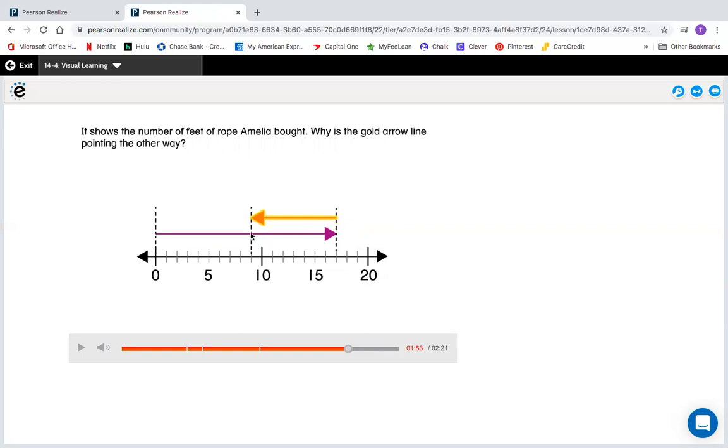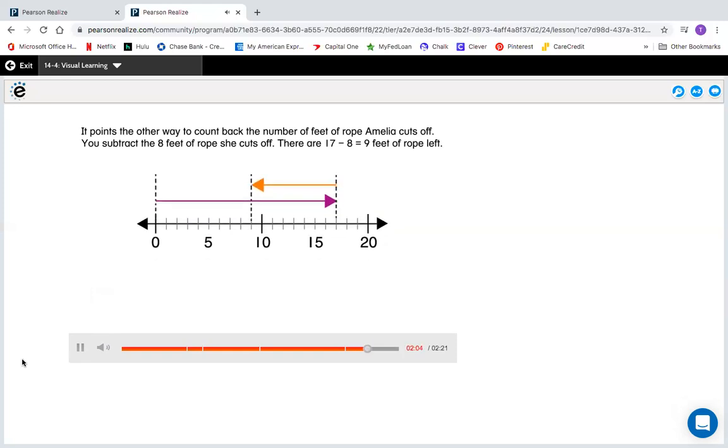She's cutting off that amount of rope. You're subtracting, so you got to go back. So you start with the amount that you have, and then you go back the amount that you cut off. It points the other way to count back the number of feet of rope Amelia cuts off. You subtract the 8 feet of rope she cuts off. There are 17 minus 8 equals 9 feet of rope left.